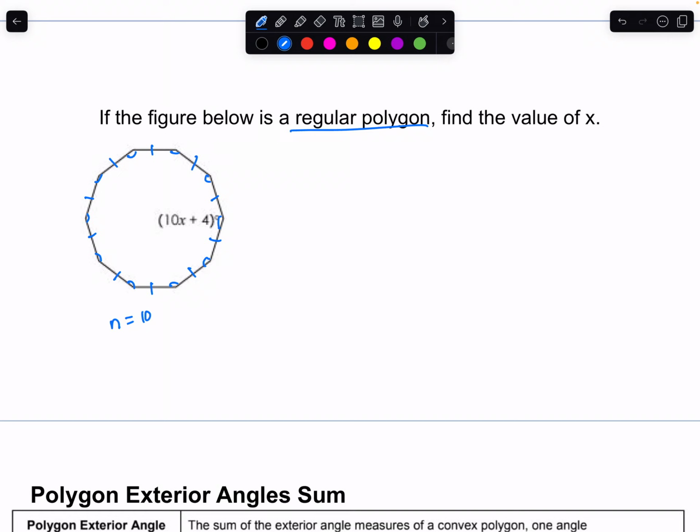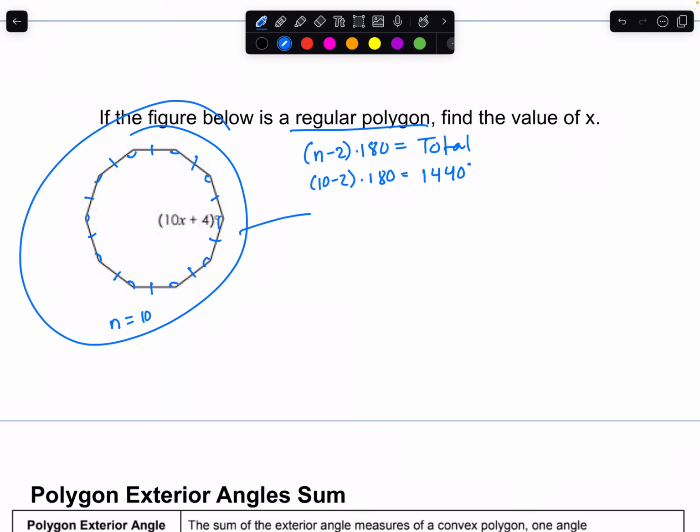Well, I know that the total for all of these angles is going to be found by using this formula, n minus 2 times 180. This gives me the total. So let's find out, what is the total degree measure of a decagon? I take 10 minus 2 times 180. 10 minus 2 is 8. 8 times 180 gives me 1,440 degrees. All of these angles combined would add up to 1,440 degrees.